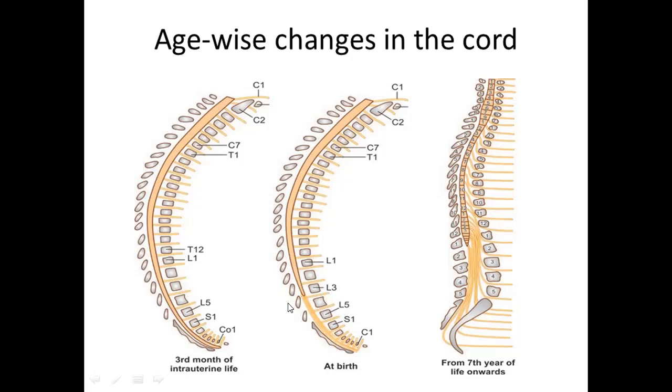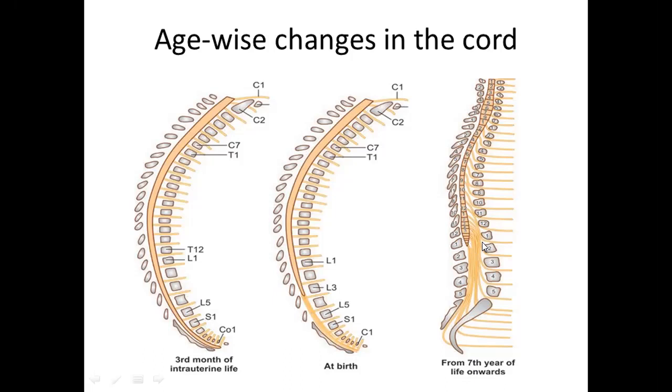So the extension of the spinal cord at birth is from the upper border of the first cervical vertebra to the third lumbar vertebra. As a result of continuous growth, the bone grows faster than the nervous tissue. So when we reach adult life, we find the spinal cord ends at the upper border of the second lumbar vertebra, or the lower border of the first lumbar, or the disc between the first and second lumbar.